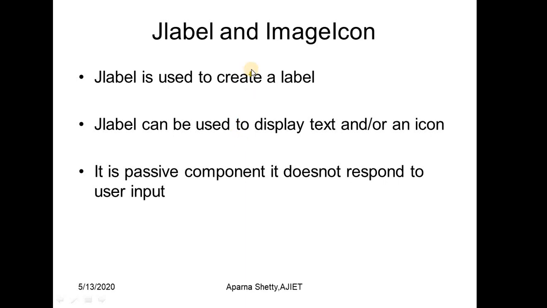First one is JLabel and ImageIcon. So JLabel is used to create a label. Whenever you want to create any label in the frame, you can do it by using JLabel. JLabel can be used to display a text or an icon. So using this JLabel, you can display a text or also you can display an icon. It is a passive component. It does not respond to user input.